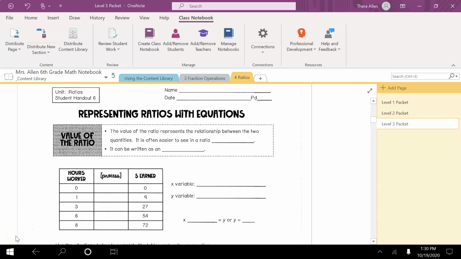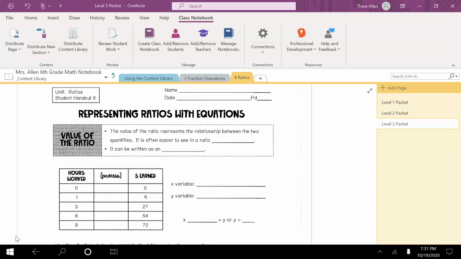We're moving on to representing ratios with equations. This might seem confusing at first, but once you understand the steps in the table, it's going to be really easy. So we're looking at page 27. I'm actually going to do page 27 as one video and page 28 as another video because I know it can get kind of long.